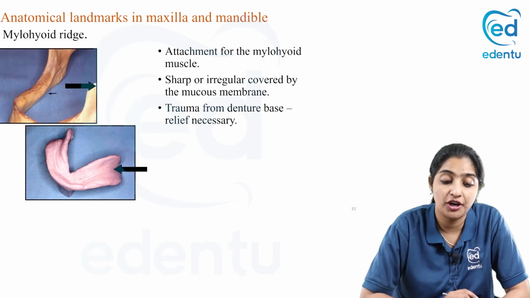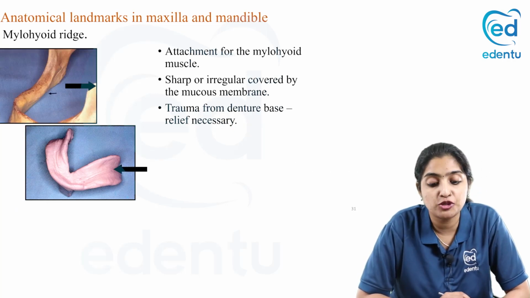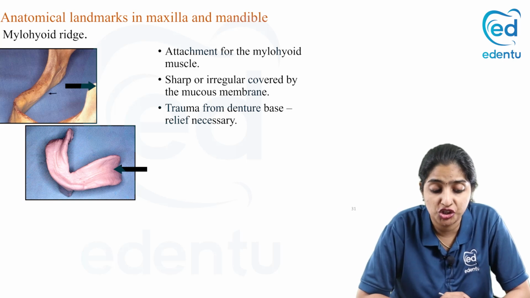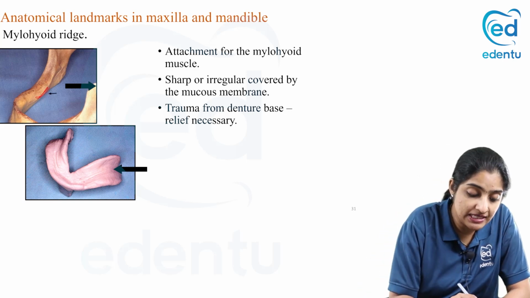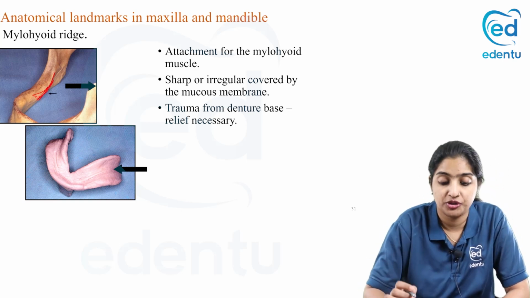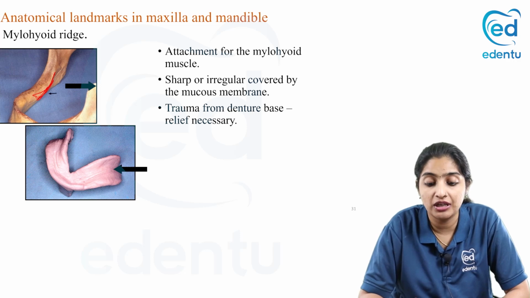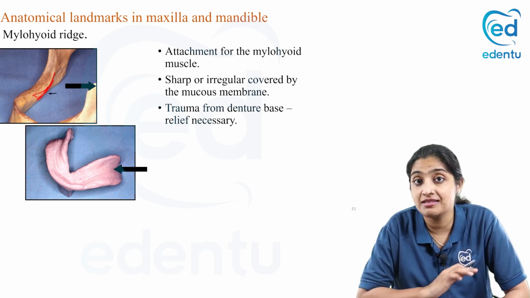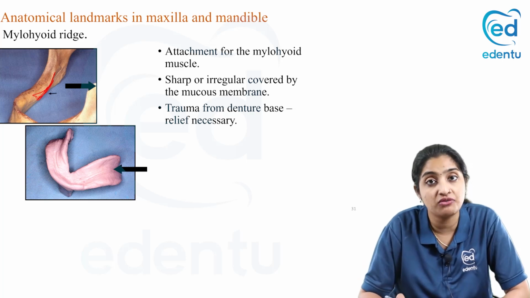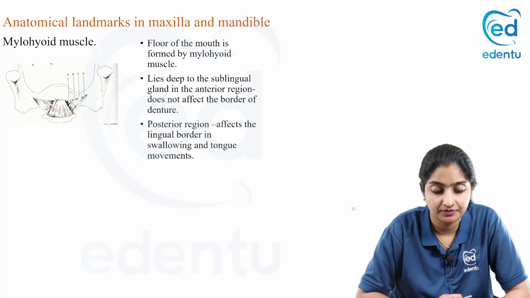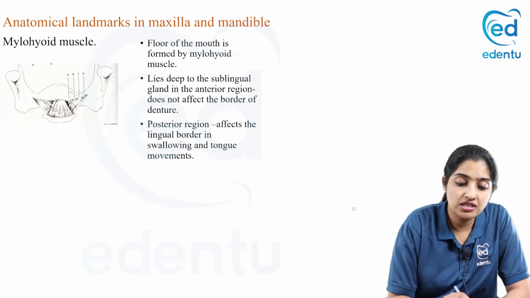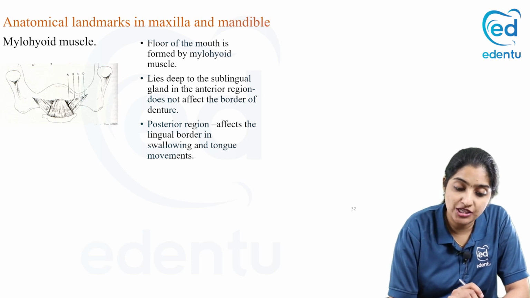Now, coming to the mylohyoid ridge, it is the area of attachment of the mylohyoid muscle. It is sharp. Basically, this is the mylohyoid ridge. It is sharp and irregular, covered by the mucous membrane. Trauma from the denture base at this area can cause pain, and therefore relief is necessary. So, this is how the mylohyoid muscles are attached.